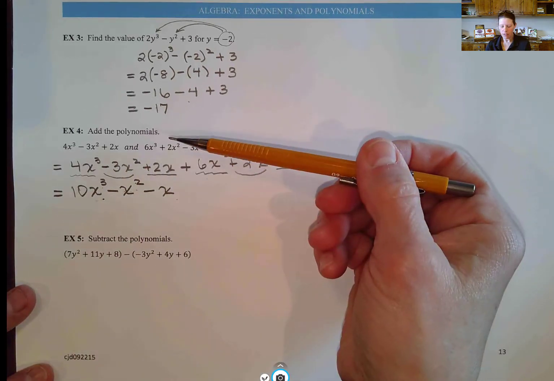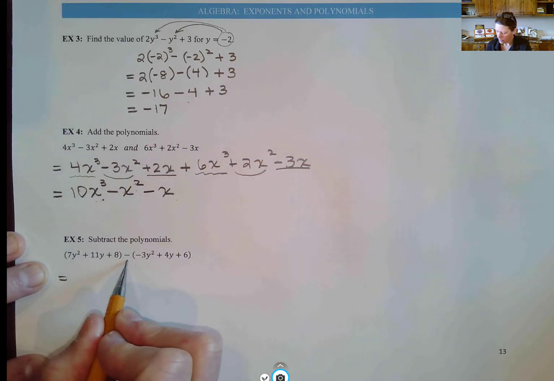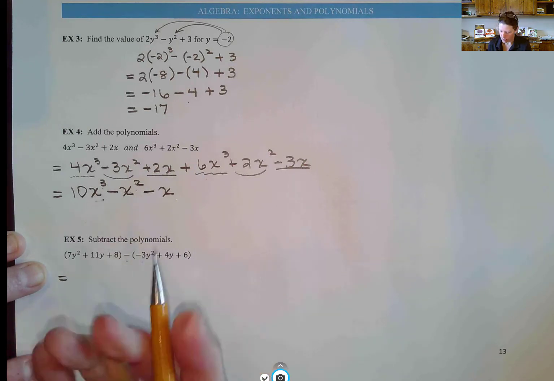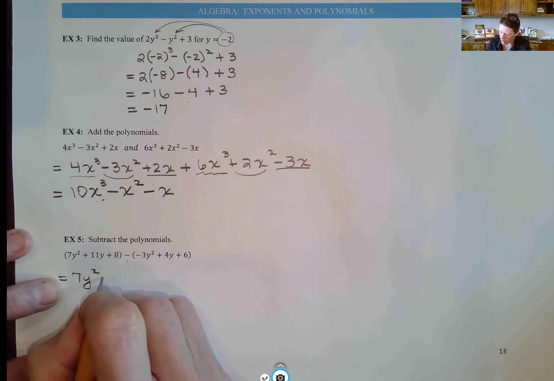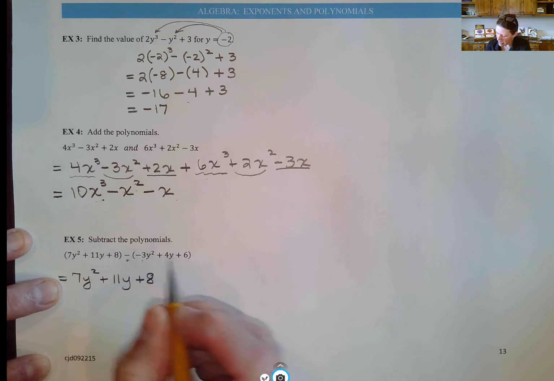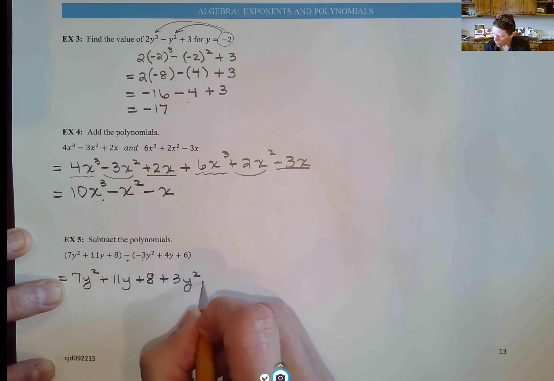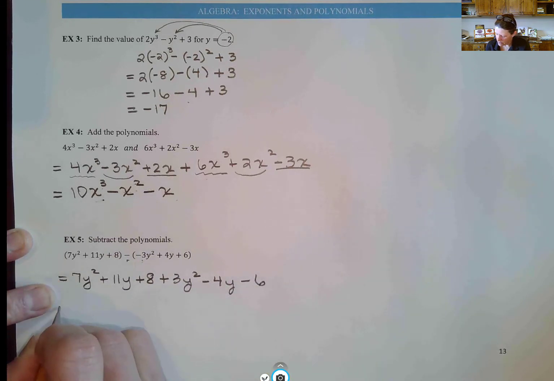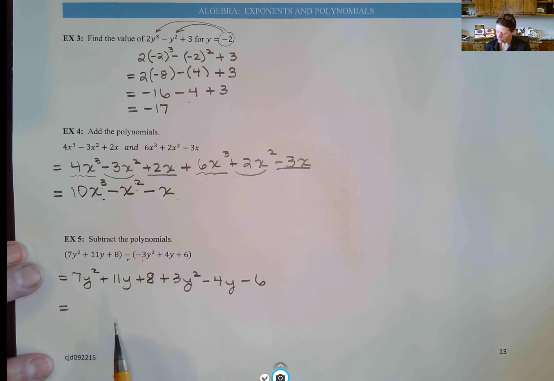In example 5, we're going to subtract polynomials. This is just like addition. But be careful and make sure you distribute your minus symbol to each of the terms of the polynomial that we're subtracting. So let's go ahead and take a step and rewrite this as 7y squared plus 11y plus 8 minus the negative is plus 3y squared minus 4y and minus 6. So do go ahead and take that step and write it out, and now we'll combine like terms.